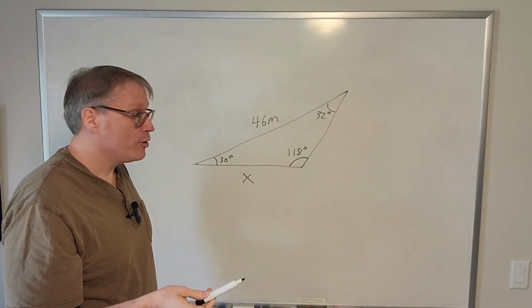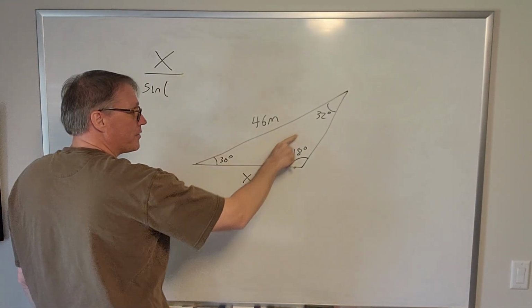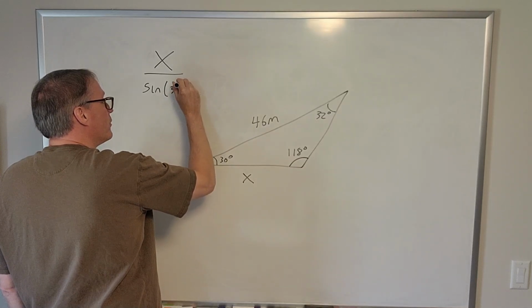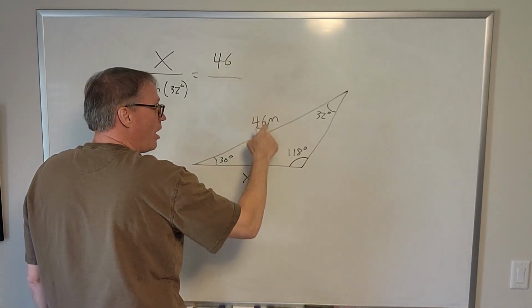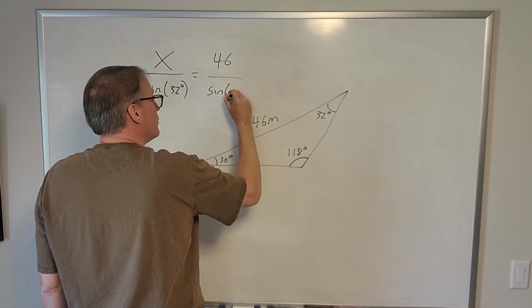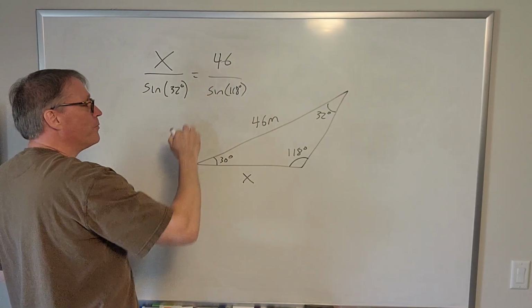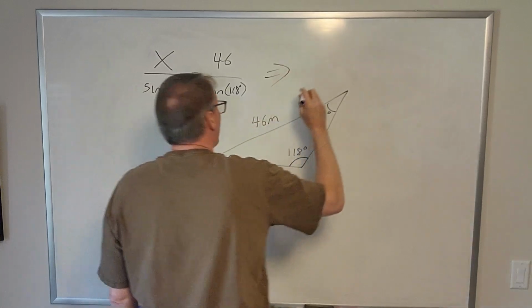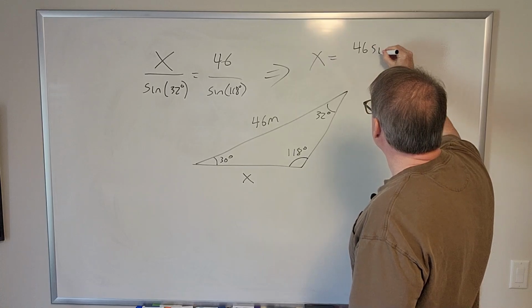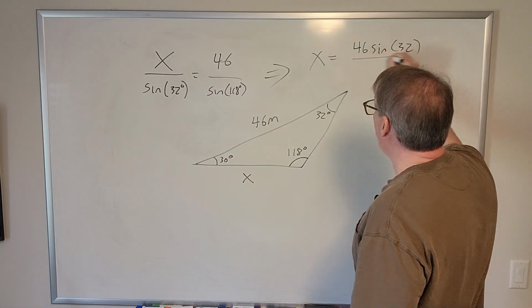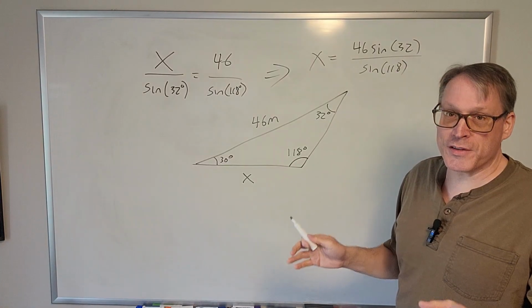Well, we can use the law of sines for this, because side length x over the sine of the angle opposite x, which is that guy, 32 degrees, is equal to side length 46 over the angle opposite 46, which is 118. Okay, multiply both sides by the sine of 32, and you end up with x equal to 46 sine of 32 over sine of 118. That's it. So that's the law of sines in action.